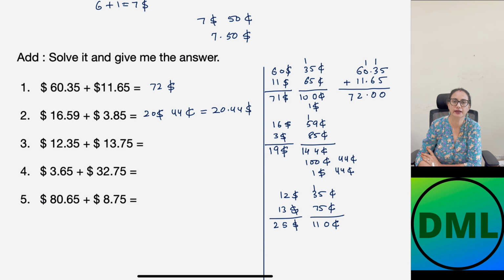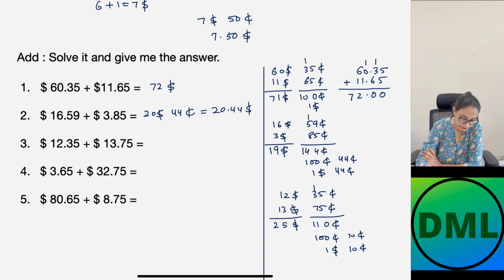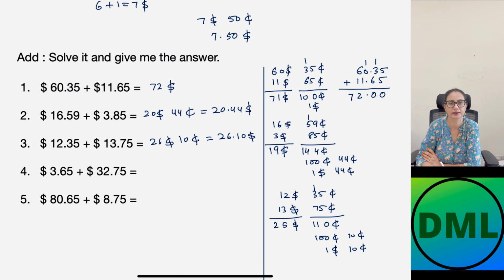This is again more than 100 cents. So this will be written as 100 cents plus 10 cents. 100 cents will become $1, and this is 10 cents. $25 and $1, if you add it, that will be equal to $26. Let's write down the answer here as $26 and I have 10 cents. Or you can write down the answer as $26.10 together.